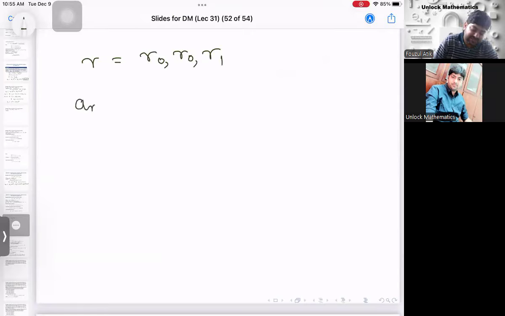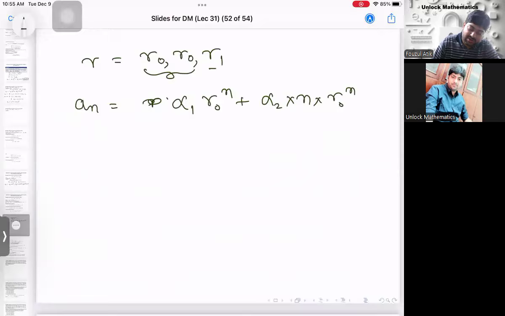In this case, an is equal to, because we already know that if two roots are the same, what is the solution? It will become alpha 1 into r0 power n plus alpha 2 into n into r0 power n. This is the first part, and for the distinct root r1, plus alpha 3 into r1 power n. This will be the solution, right? Then accordingly all these things work.